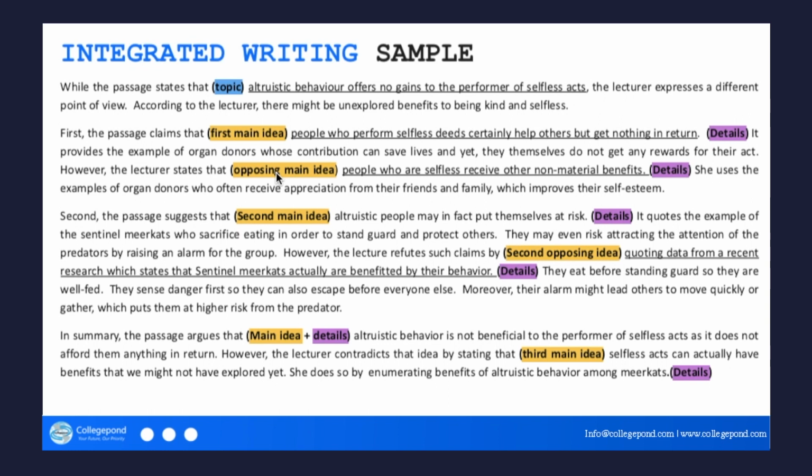It looks very loose. She uses the examples of organ donors who often receive appreciation from their friends and family, which improves their self-esteem. So in these 4 lines, you have kind of summed up how the lecturer is contradicting the main idea given in the passage. So that's your point number 1.